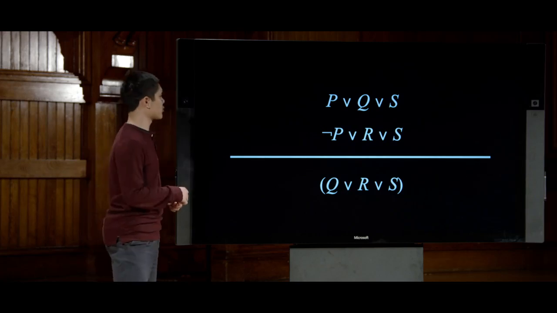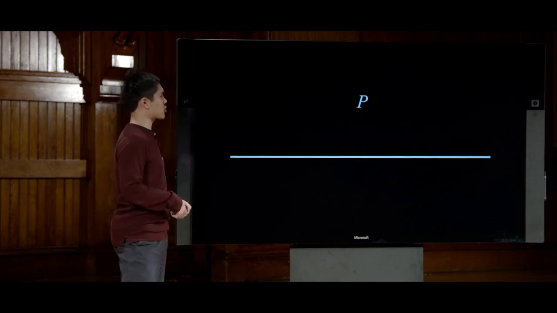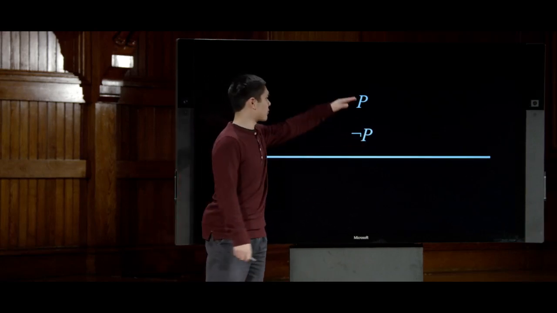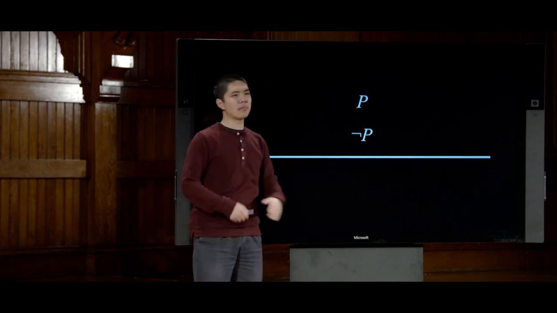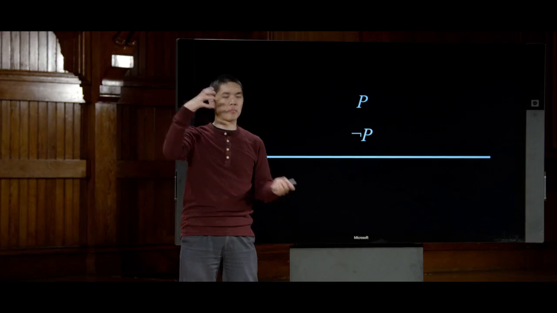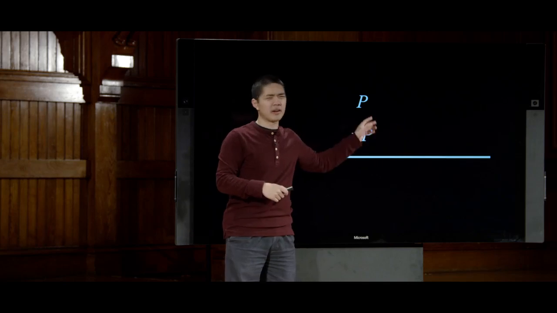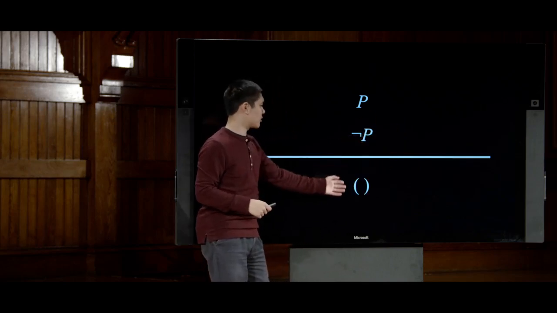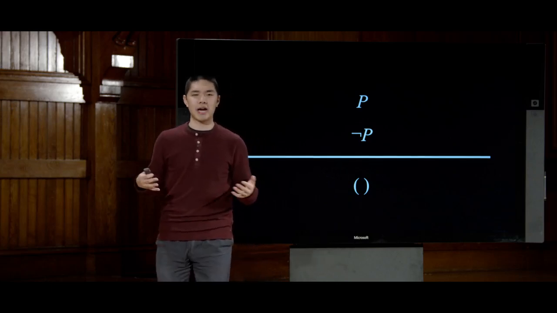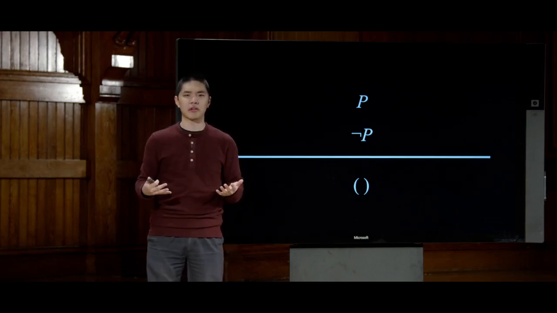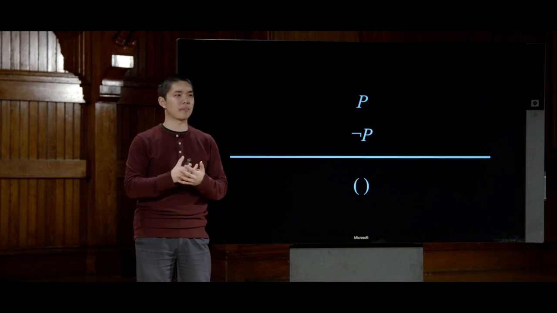Now, one final question worth considering is what happens if I try to resolve P and not P together? If I know that P is true and I know that not P is true, well, resolution says I can merge these clauses together and look at everything else. Well, in this case, there is nothing else, so I'm left with what we might call the empty clause. I'm left with nothing. And the empty clause is always false. The empty clause is equivalent to just being false.